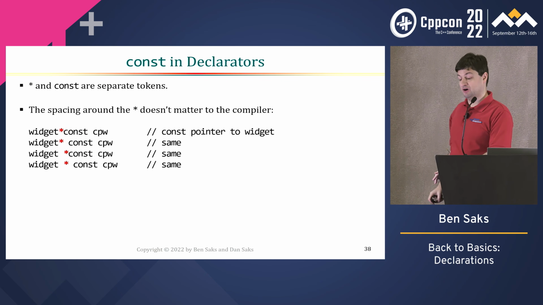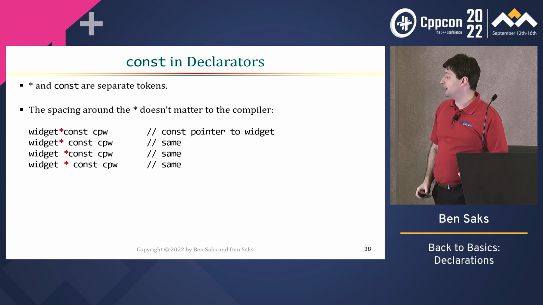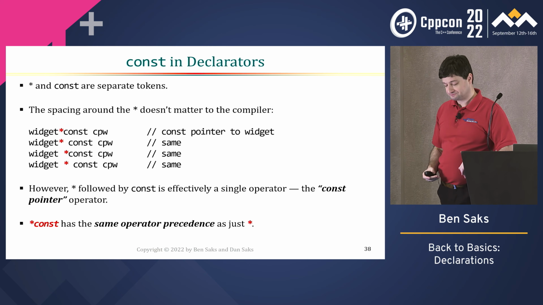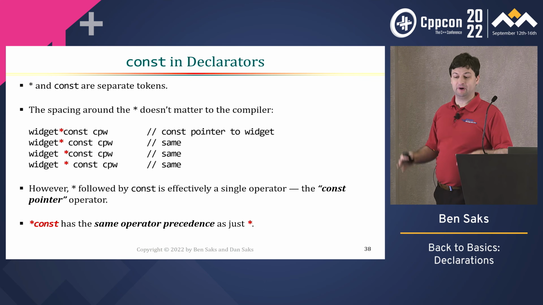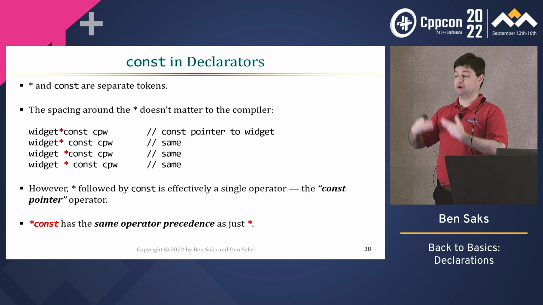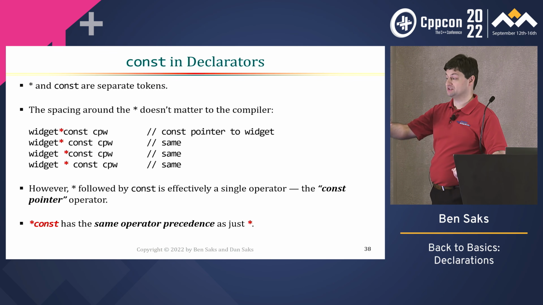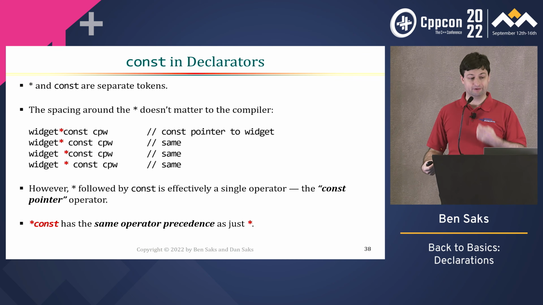Now, technically, the star and the const are separate tokens. The compiler doesn't care how I space things around there. But when it processes them, the compiler essentially combines them together into the const pointer operator. It has the same precedence as a plain star would in a declarator.